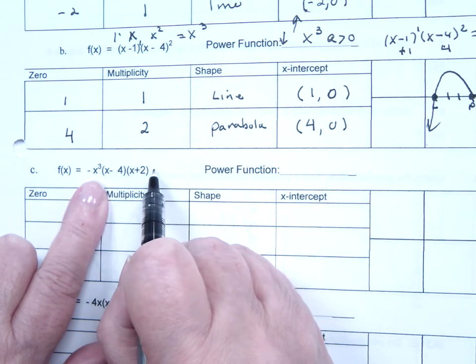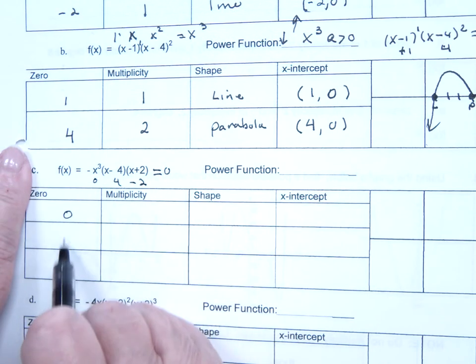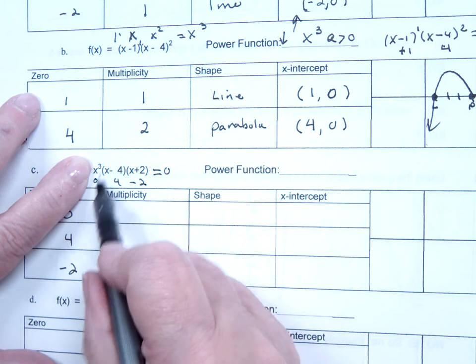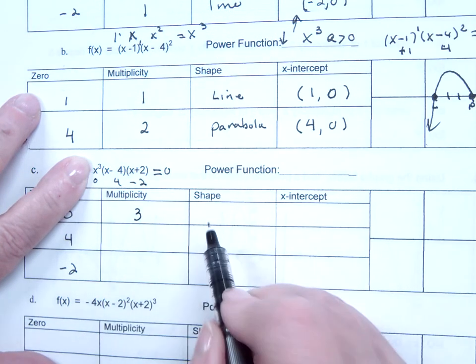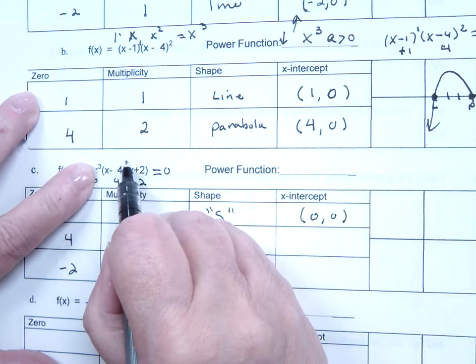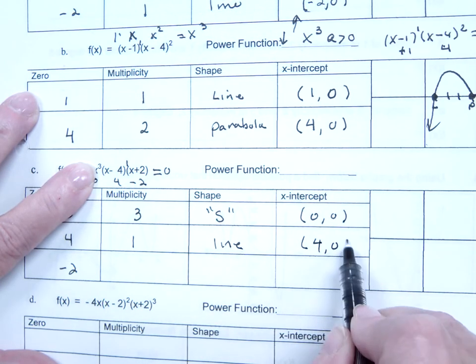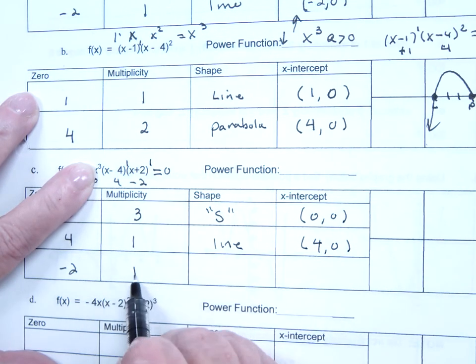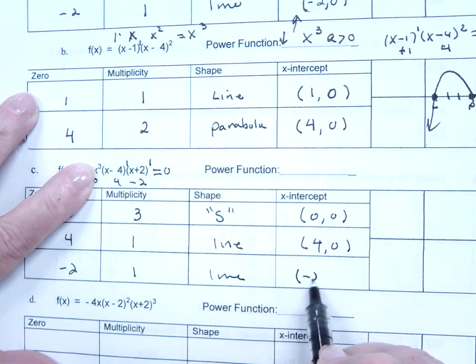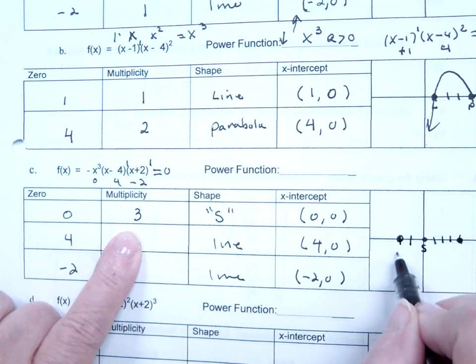Now here, set that equal to 0. I get 0, 4, negative 2. And the power on x is 3, so that means I have an S. And so this is going to be 0, 0. The power on the x minus 4 is 1. That's a line, and it's going to be 4, 0. And negative 2 is also 1. That's a line, so it's going to be negative 2, 0. So 0, 0; 4, 0; negative 2, 0. 0 is an S, and these are two lines.